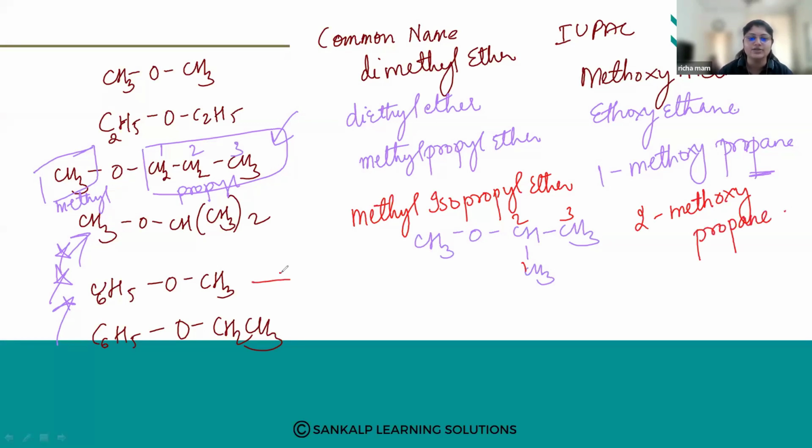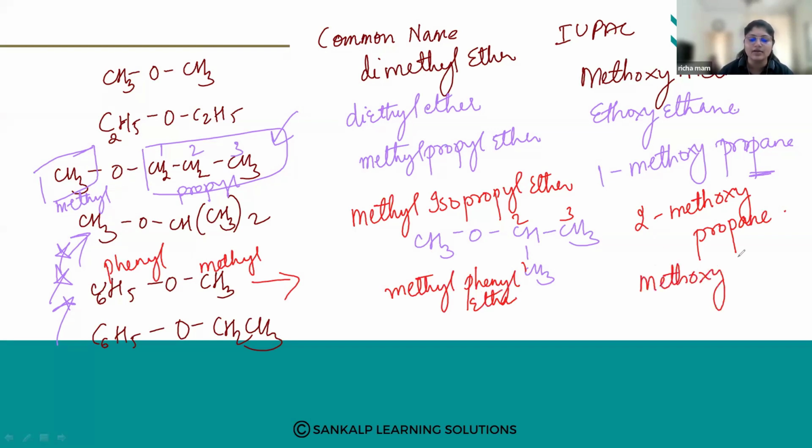2-methoxypropane. Okay. Let's go for the next one. Next one, you have one methyl group and another you have phenyl group. So which comes first? Methyl group. So it is methyl phenyl ether. Okay. What is the IUPAC name? The IUPAC name is methoxybenzene. Okay, methoxybenzene. And it is called anisole.